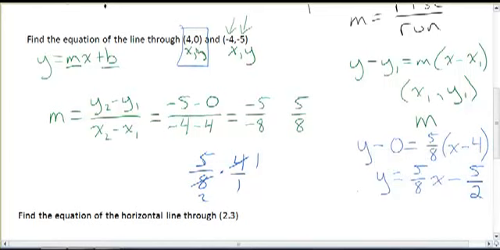Okay, so after all of that, we've found the equation of the line through these 2 points, and it is y equals 5/8 x minus 5 halves.